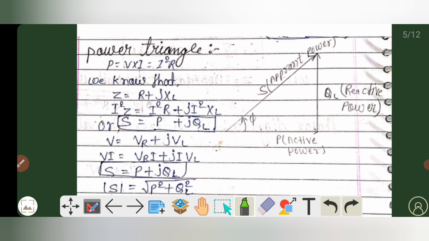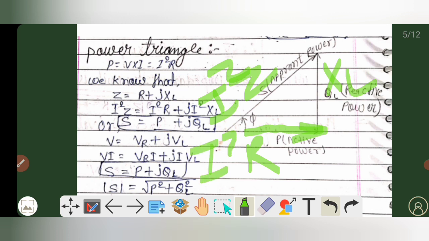Now my dear friends, in the impedance triangle, we have seen that this was basically R, this was XL, and this was Z. Now if you multiply each side by I square, then as you can see here, I square Z is equal to S, I square R is equal to P, and I square XL is equal to QL.